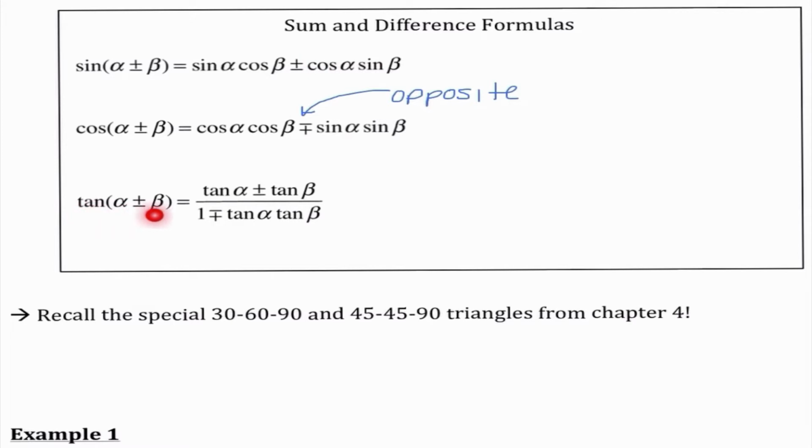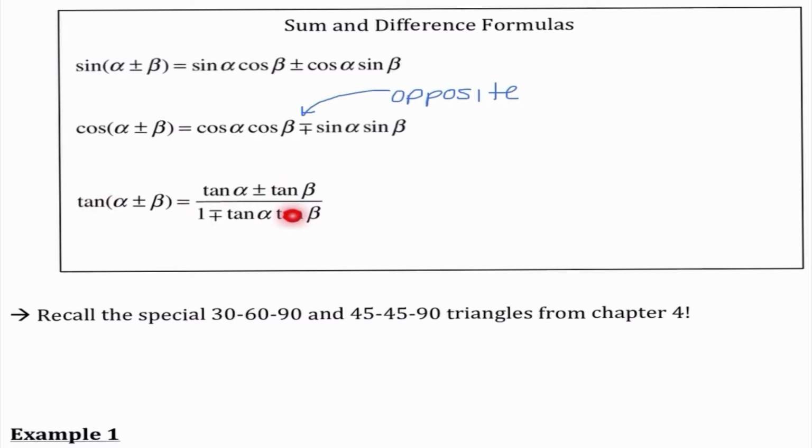And now we move on to tangent, which is the most fun to say, but unfortunately my least favorite to do. And tangent of alpha plus or minus beta goes tan plus or minus tan over 1 minus plus tan, tan. So it goes tan, tan, 1 tan, tan. So tan is tan, tan, 1 tan, tan.